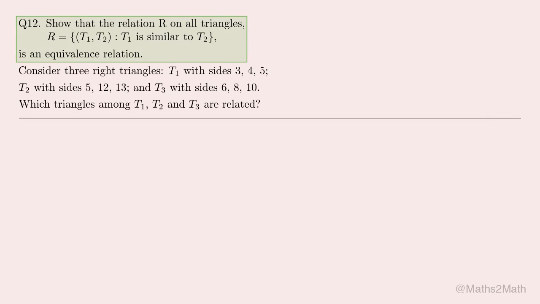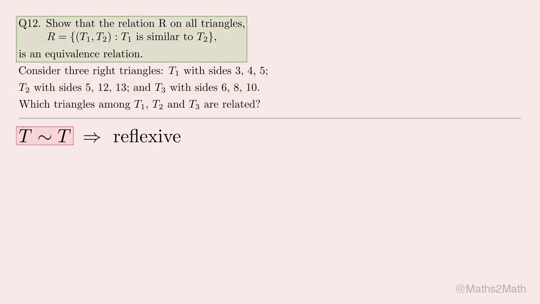Question 12. Triangles are related when they are similar. After proving it is an equivalence relation, we take 3 right triangles, sides 3, 4, 5, sides 5, 12, 13, and sides 6, 8, 10, and ask which are related.